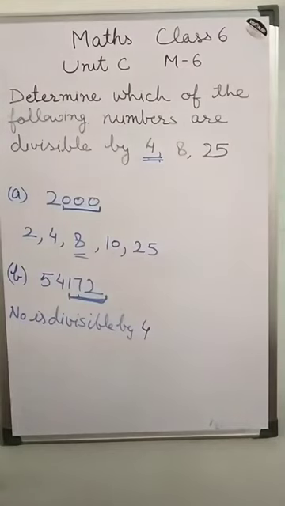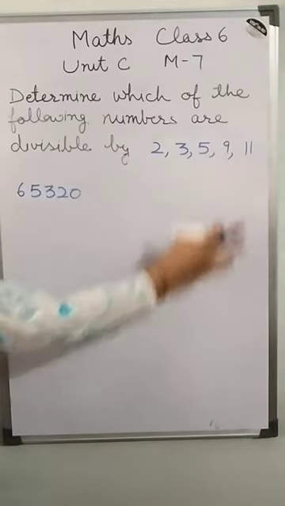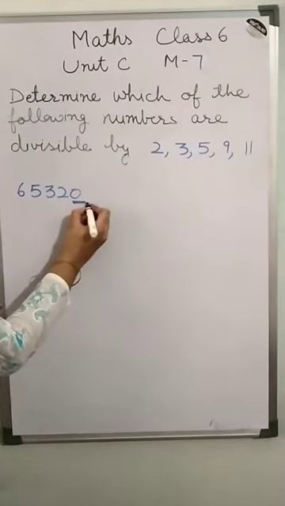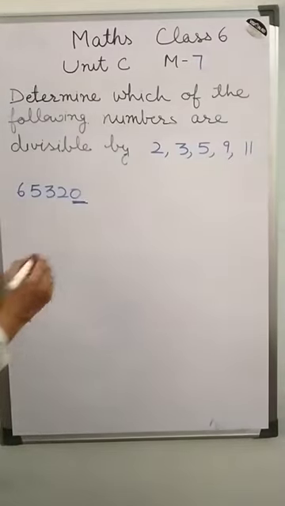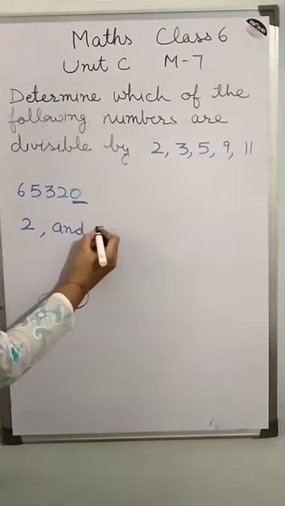So in this way we can find. Now let's take another example, that is 65320. Here we have to check whether the number is divisible by 2, 3, 5, 9 and 11. Just see here, the unit digit is 0. It means the number is divisible by 2 and 5.